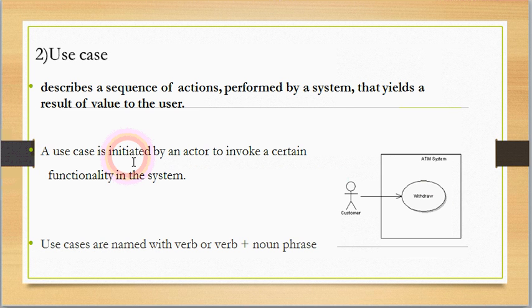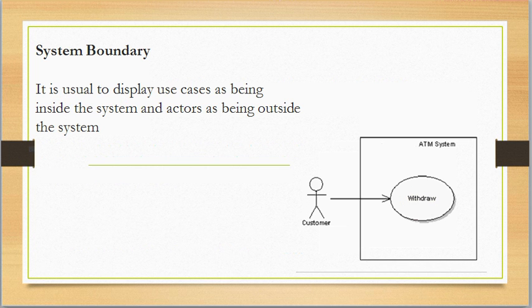A use case describes a sequence of actions performed by a system that yields a result of value to the user. A use case is initiated by an actor to invoke a certain functionality in the system. A use case name begins with a verb or a verb plus noun phrase. This is a simple example of a use case for an ATM system, where the goal of the customer is to get money. So withdraw cash is a good title for the name of the use case.